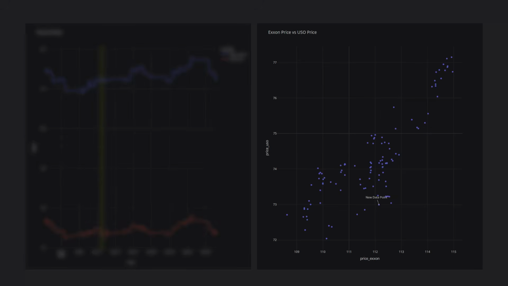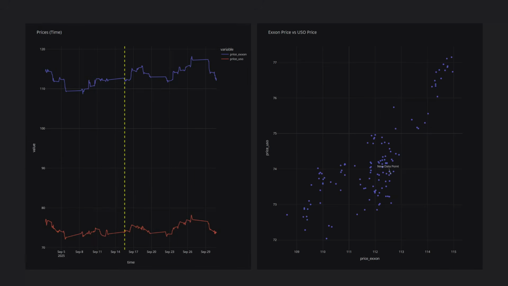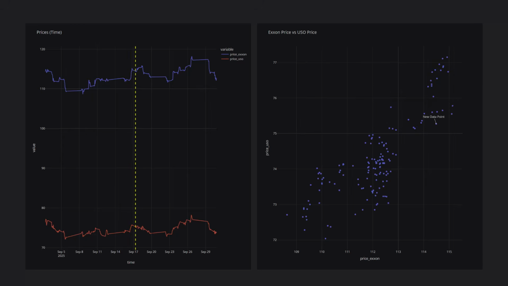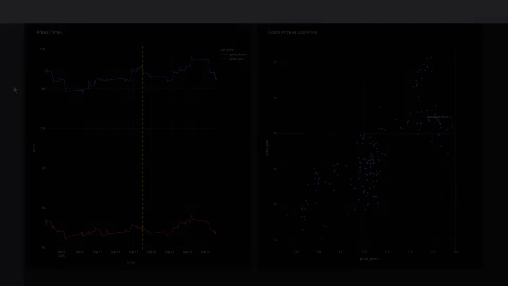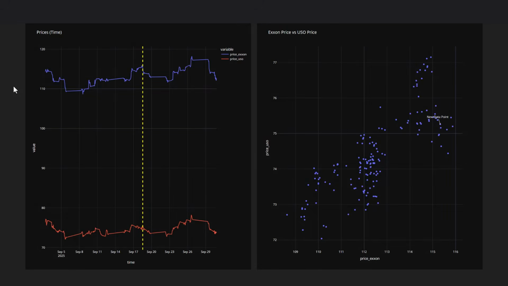On the right chart, we then plot this data sample with Exxon being the x-axis and USO being on the y-axis. If you look at the dots, you will find that we can find the relationship between the two assets. When the price of Exxon rises, so does the price of USO. If we draw a linear regression line, the relationship becomes evident.